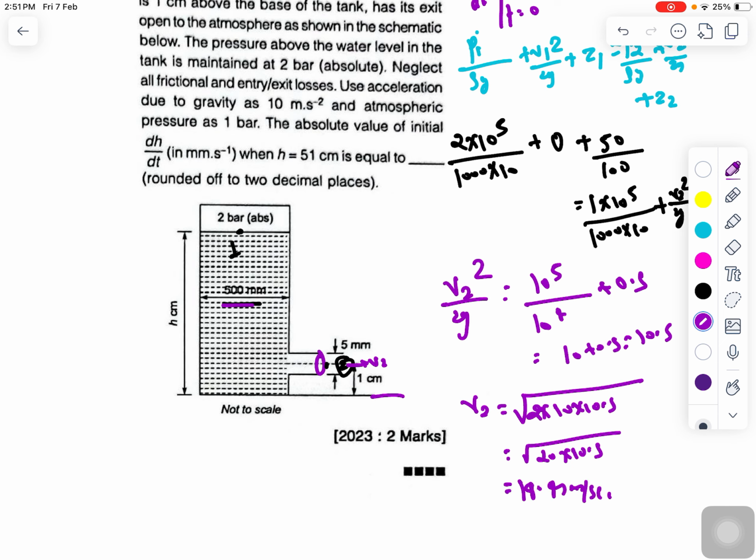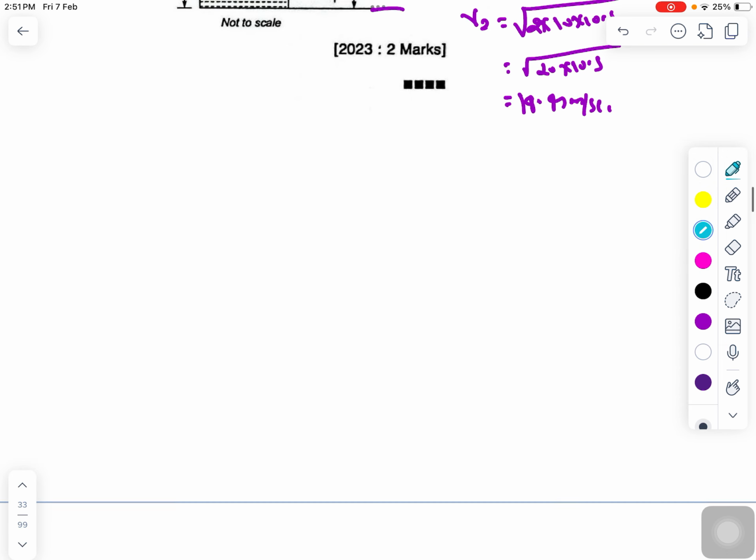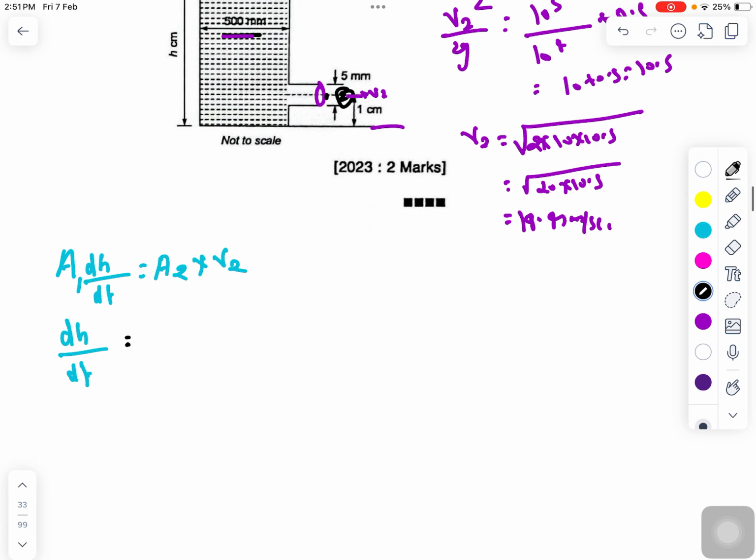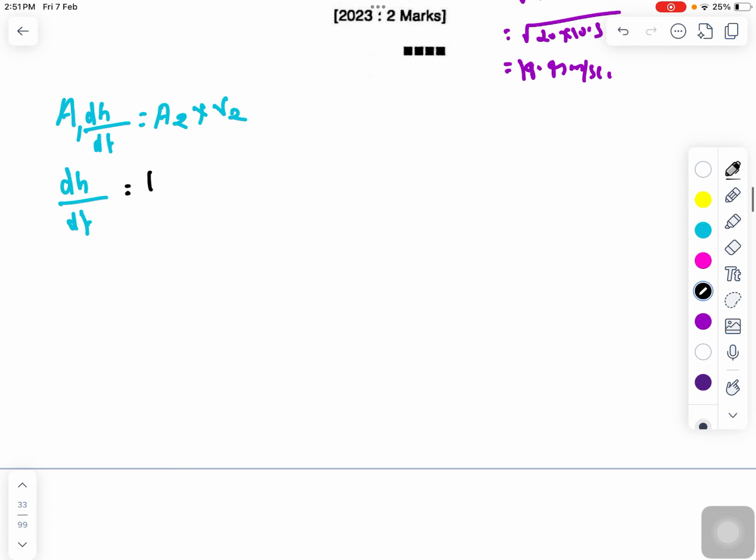So now once you get the value of V2, you can write A1 dH by dt equals A2 multiplied with V2, where A1 is the area of cross section of the tank, which you don't know directly. So dH by dt will be equal to A2 by A1 into V2. A2 is how much? Pi by 4 into 0.005 whole square. So directly I will be writing 0.005 whole square divided by 0.5 whole square into V2. V2 is how much? 14.49.